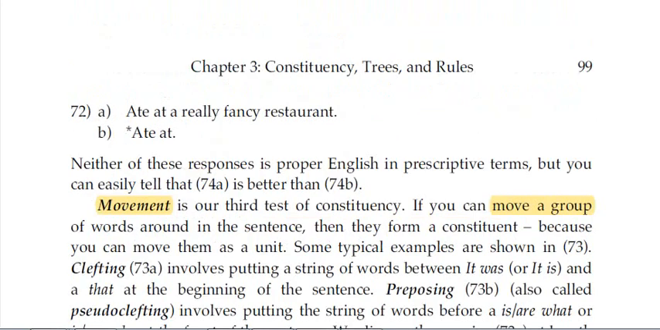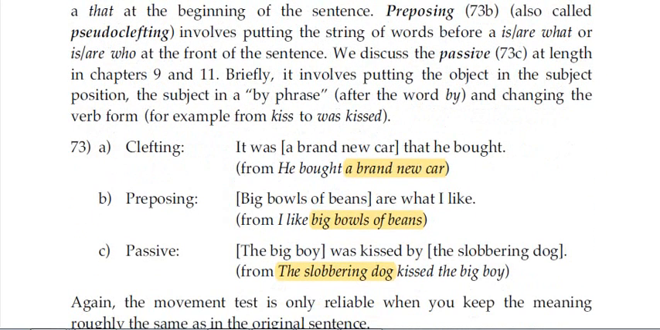And then next, movement test. Nah, movement test itu ada 3 macam, bisa clefting, preposing, or passive. Jadi kalau movement itu memindah secara keseluruhan ya, satu kelompok ya. For example, ada di sini he bought a brand new car. Apakah a brand new car ini satu konstituen? Yes. Kenapa? Karena ketika kalimat itu kita ganti dengan menambahkan it was, maka a brand new car itu dipindah bersama-sama. Seperti itu. Ya, move itu di situ. It was a brand new car that he bought.